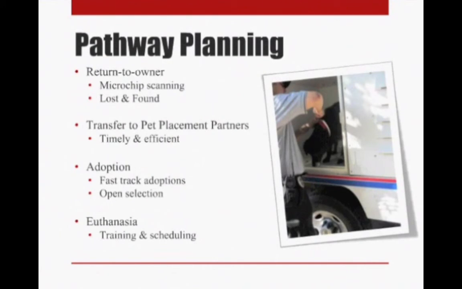Most commonly, the pathways that we're talking about are animals getting returned to owner, animals getting transferred to other rescue groups in the region, animals getting adopted directly from the facility, and in some cases animals being euthanized for severe medical or behavioral illnesses. I put a couple of ideas up on those slides of things that you might want to think about in order to get animals to those particular pathways as efficiently as possible. And the only one that we're going to talk about in detail tonight is microchip scanning.